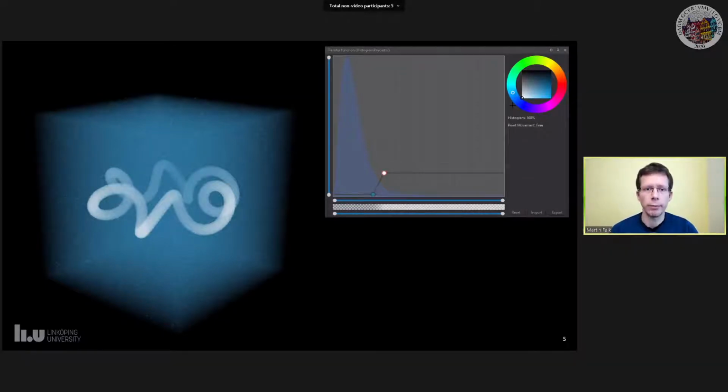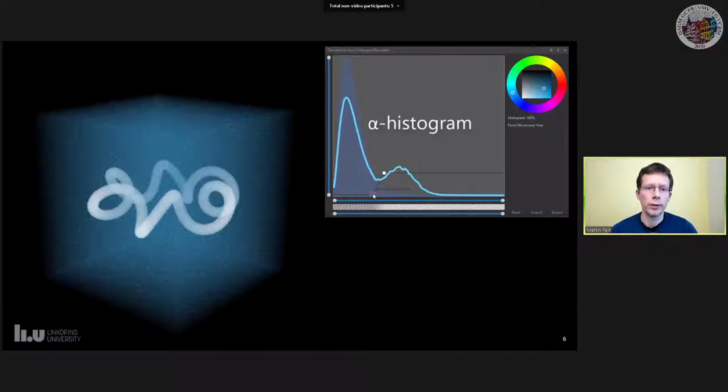There has been some previous work, like for example, the alpha histograms. They utilize the concept of local histograms and then provide a weighted sum to create another shape of the histogram, which then also reveals the features of the internal structures.